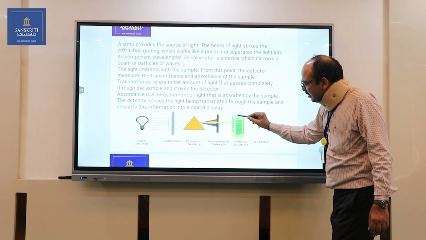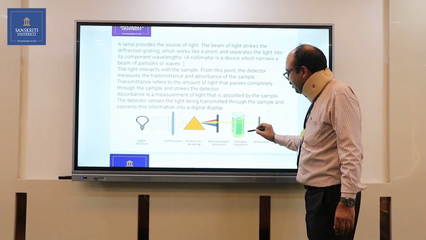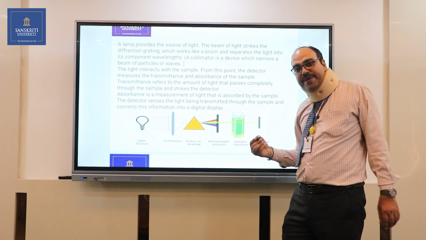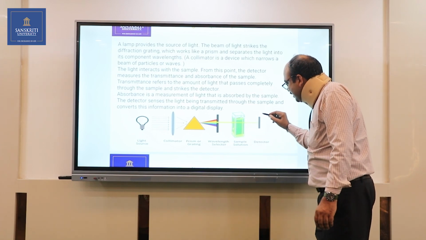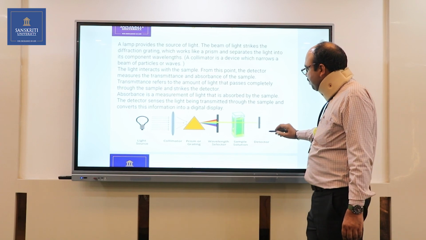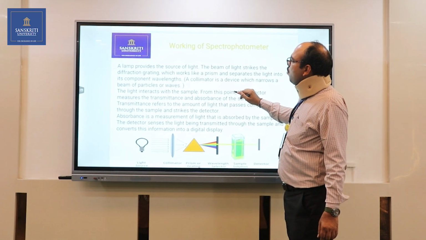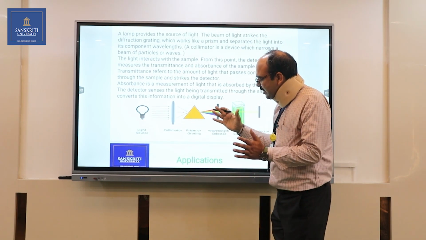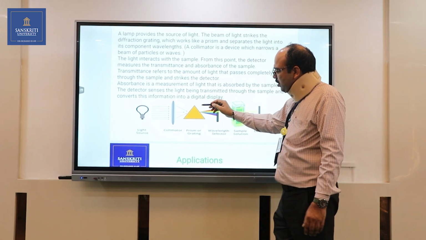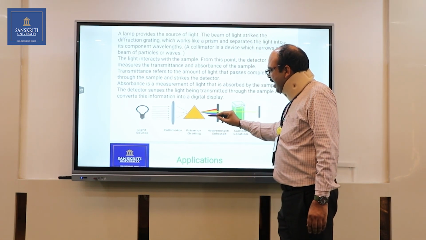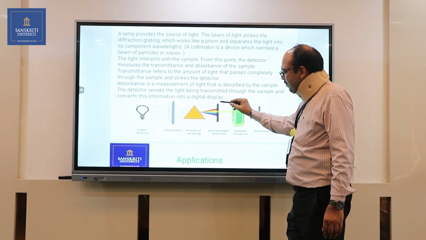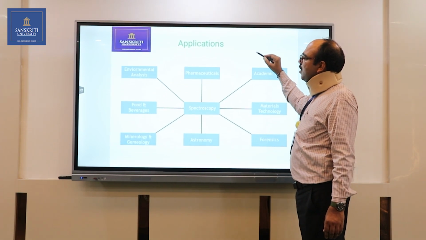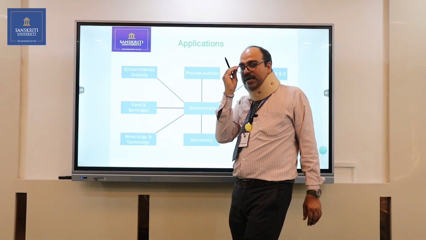If you see the green color, this is the solution filled in the cuvette. The cuvette may be made of plastic, or generally we prefer quartz. Whatever the detector detects tells how much radiation is absorbed. So this is the working of the spectrophotometer. Light passes through the collimator, which focuses it onto the prism and grating, then through a wavelength selector, then through the solution, and then it is detected by the detector.